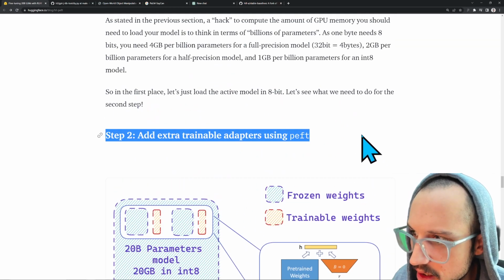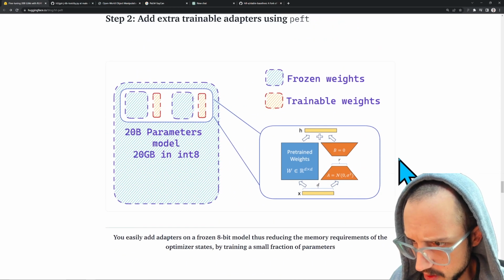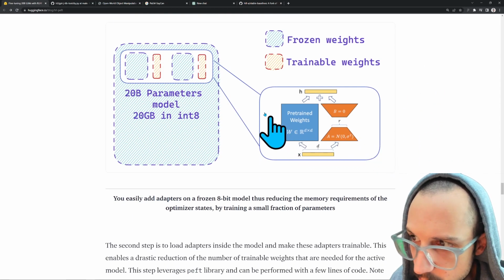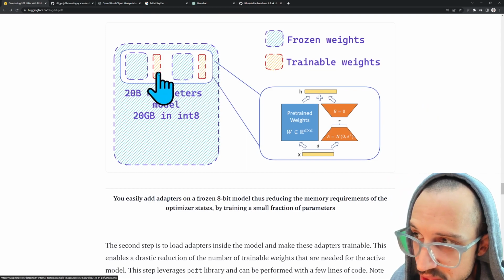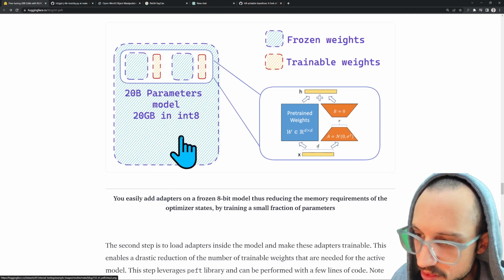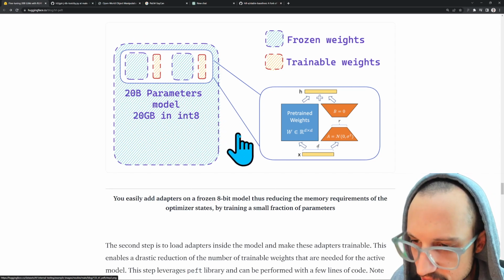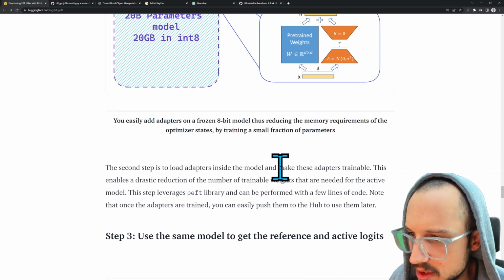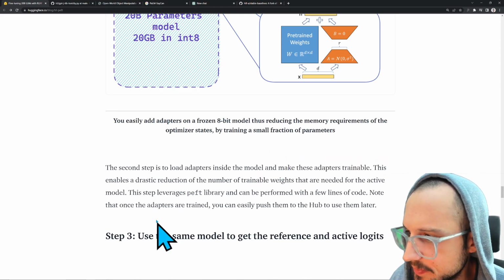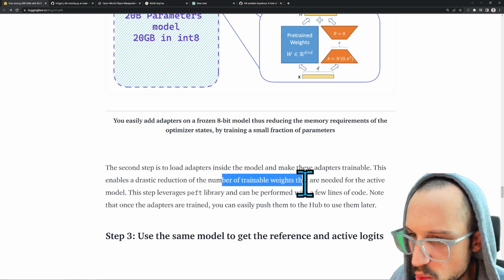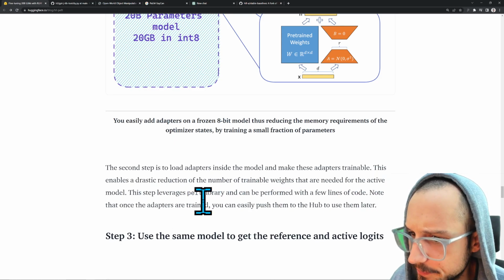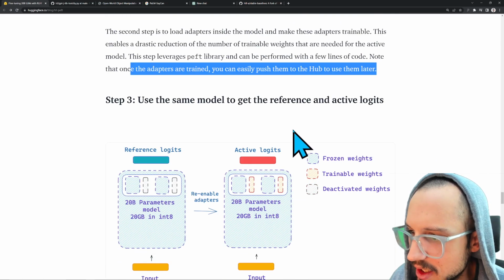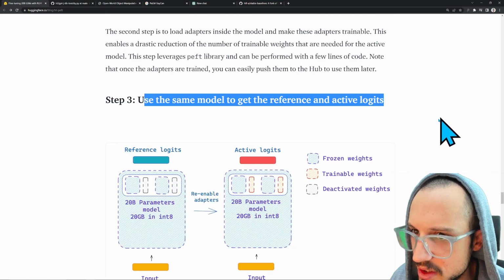And sometimes in the image generation world, people will refer to LoRAs, right? And that's what they're referring to. They're basically referring to these orange weights here that they fine-tune on some kind of waifu data set that they created. Load adapters inside the model and make these adapters trainable. This enables a drastic reduction in the number of trainable weights that are needed for the active model. Once adapters are trained, you can easily push them to the hub to use later. Use the same model to get the reference and active logits.